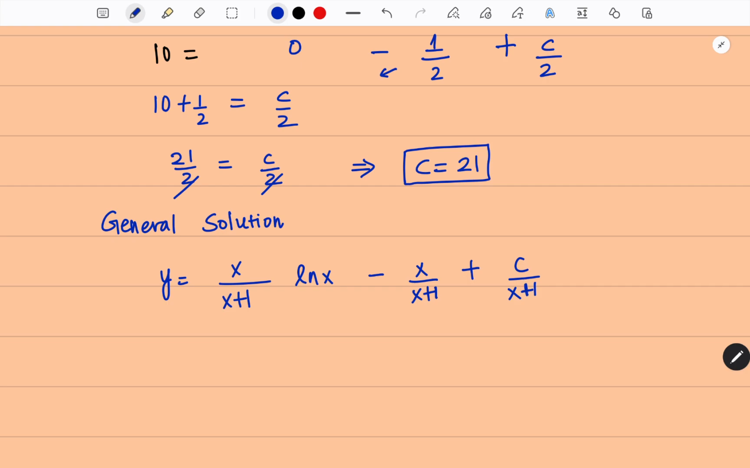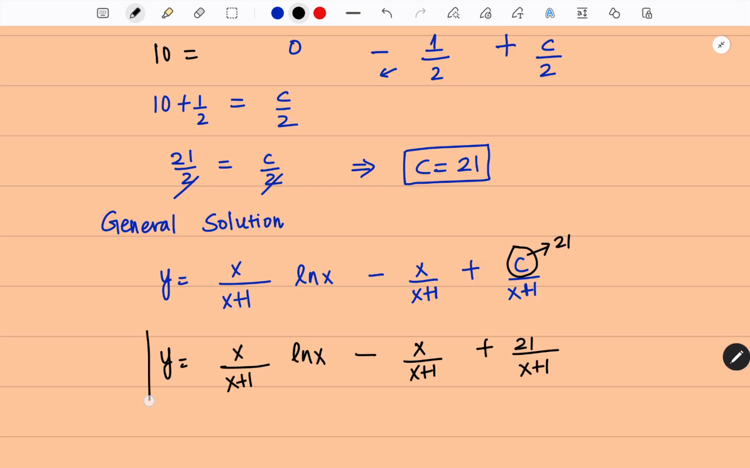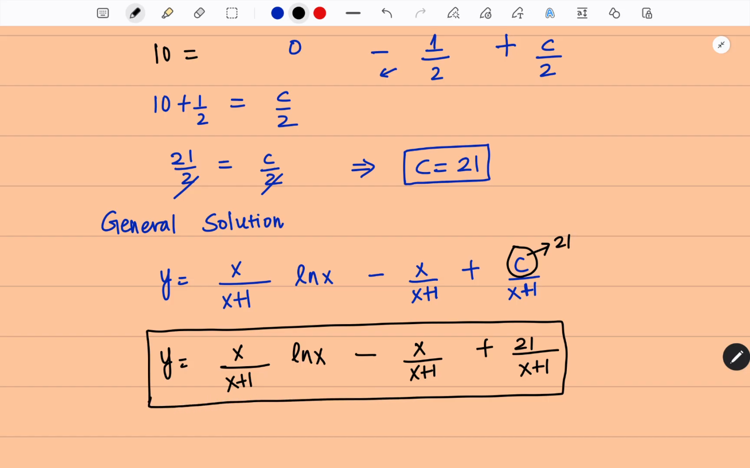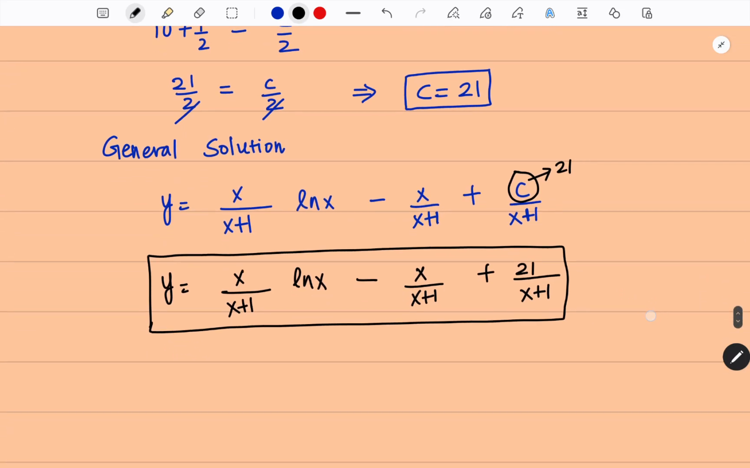So this c, I'm going to put it as 21. So this equals y equals x divided by x plus 1 ln x, minus x divided by x plus 1, plus 21 divided by x plus 1. So this is going to become your solution. Now we have only one extra question.